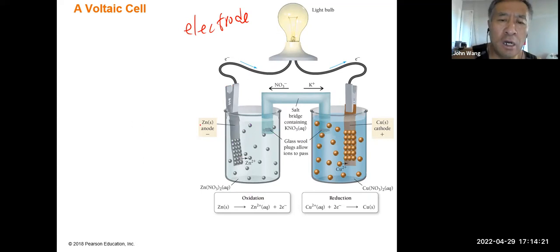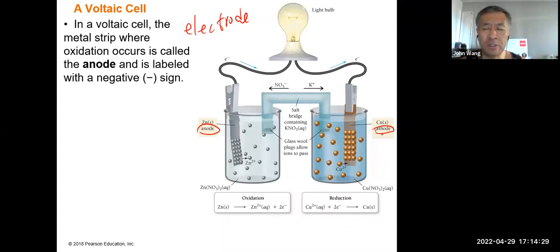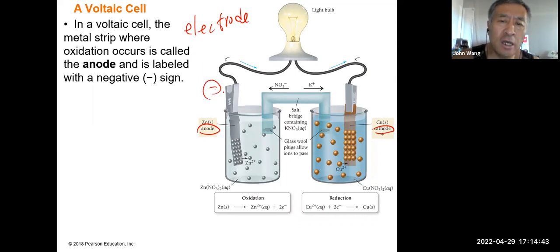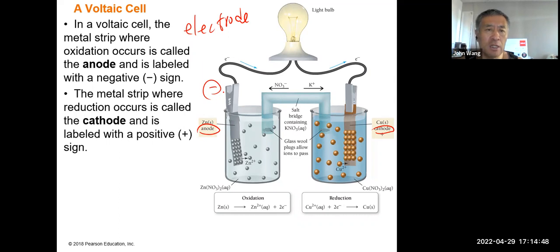battery. We have the anode and the cathode. The anode is where the oxidation happens, and the cathode is the electrode where the reduction happens. And for the signs on batteries, the anode has the negative sign because the electrons flow out from the anode. The metal strip where reduction happens is called the cathode and has a positive sign. So this part will be the positive. That's called your battery.